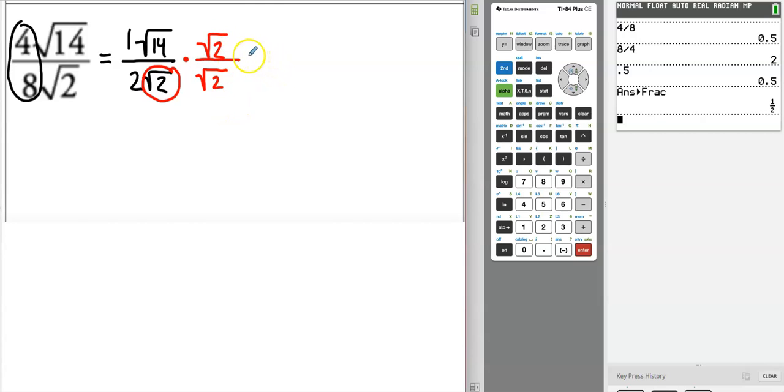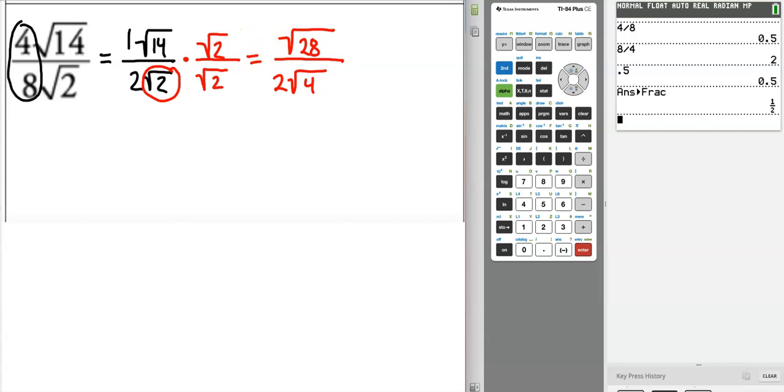Okay, when I do this, on the top, I get the square root of 28. All right, so 2 times 14 is 28. And on the bottom, I get 2 times the square root of 4. Now, some of you guys might say, well, where did the 1 go? I don't have to put a 1 there because if there's no number written in front of it, you should automatically know that there is a 1 there.